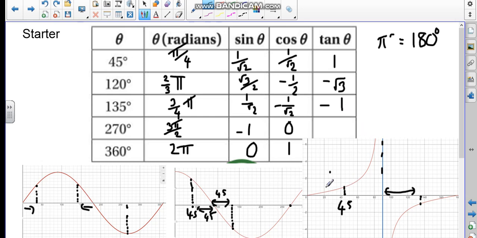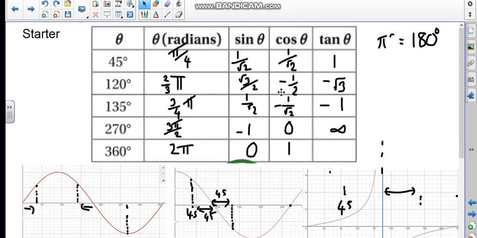Okay. Now, I haven't got 270 on this graph, it only goes up to 180 because the pattern repeats. So I'm going to do 270 take off 180, which is 90. So tan 270 is the same as tan 90, and 90 is infinity. So 270 would also be infinity. 360 take off 180 is 180, and tan of 180 is 0. So tan of 360 will also be 0.